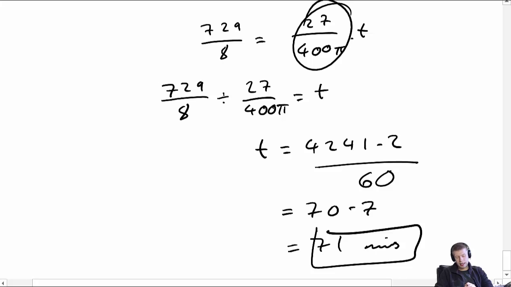So hopefully that makes sense. The amount of time it takes to empty the container completely, to the nearest minute, is 71 minutes. That's not too bad.